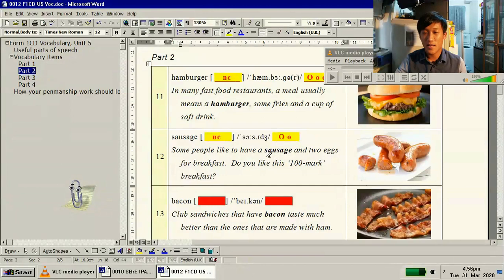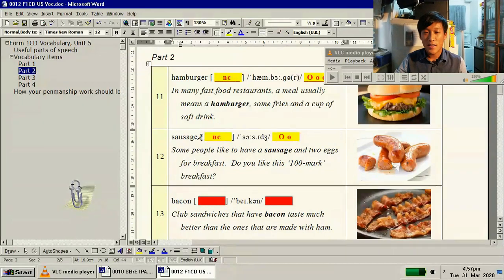And how do you get the meaning? Some people like to have a sausage and 2 eggs for breakfast, and then we call it a 100-mark breakfast because the sausage is a long thin shape, and the eggs are in a round shape, so the sausage is the 1, and the 2 eggs are the 0 and 0, so 100-mark breakfast. I hope that this can help you remember the vocabulary item.